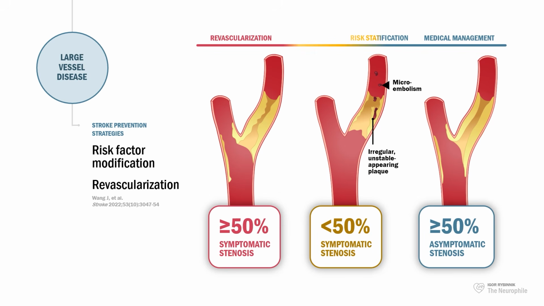In the middle, we enter the zone of risk stratification, where additional studies help us determine if a plaque is unstable and poses a high stroke risk. We don't yet know if surgery benefits unstable plaques regardless of stenosis severity. Stay tuned for more evidence.